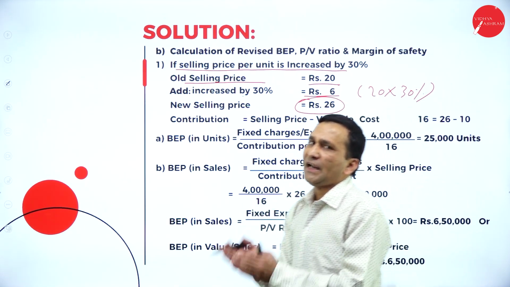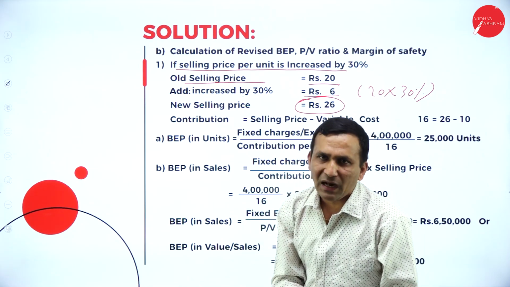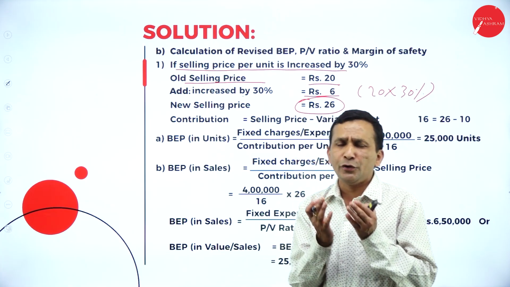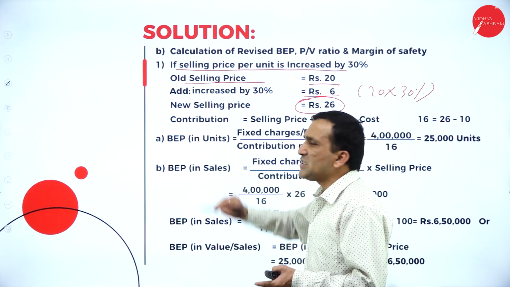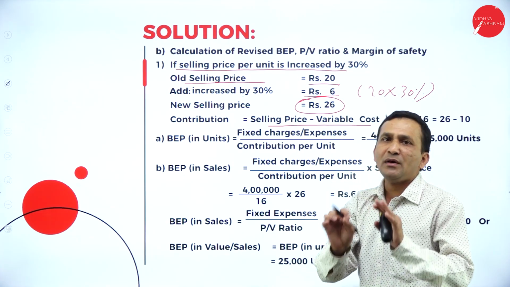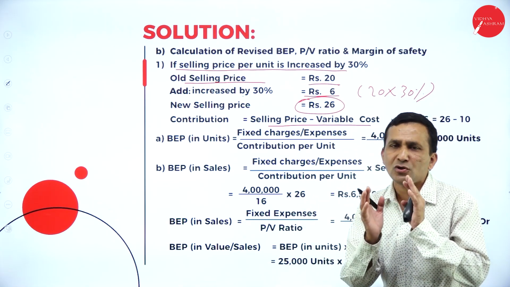After getting the new selling price, you can either prepare the marginal statement one more time, or you directly use the formula: contribution is equal to selling price minus variable cost. Variable cost cannot change, it is a constant. Even fixed cost is not changing.